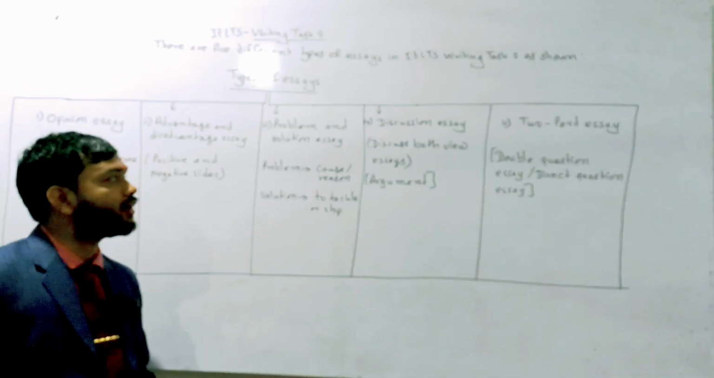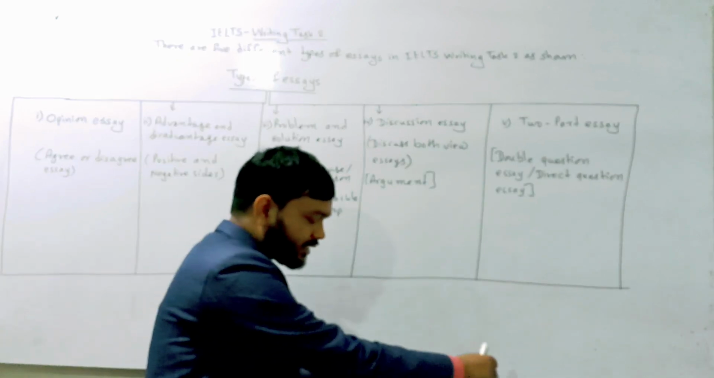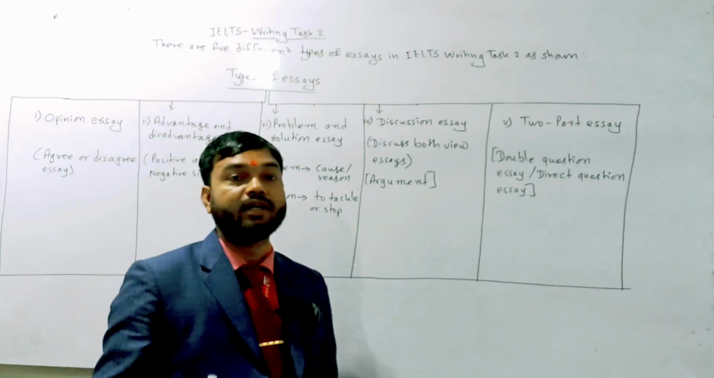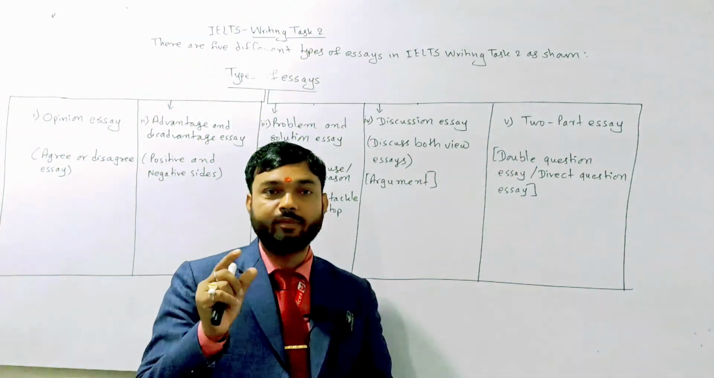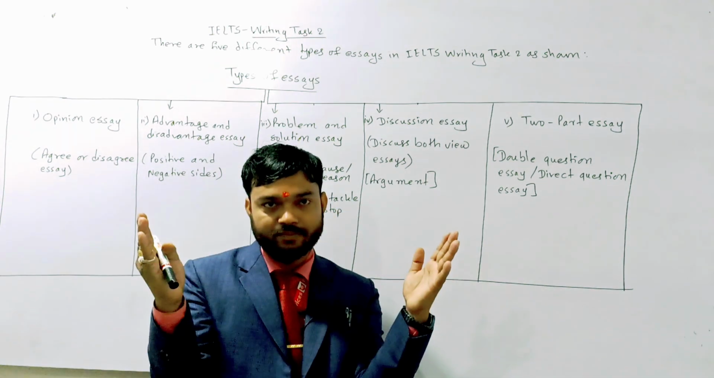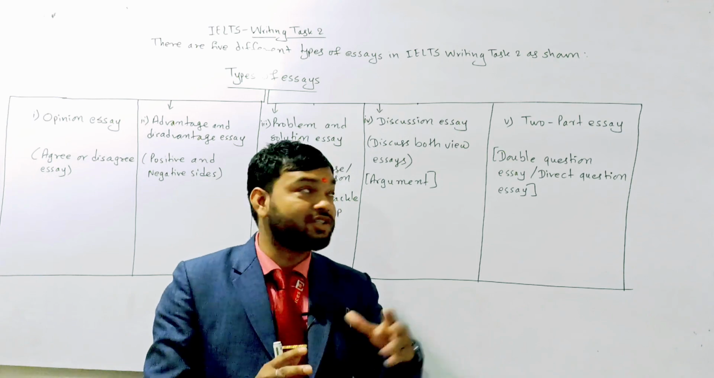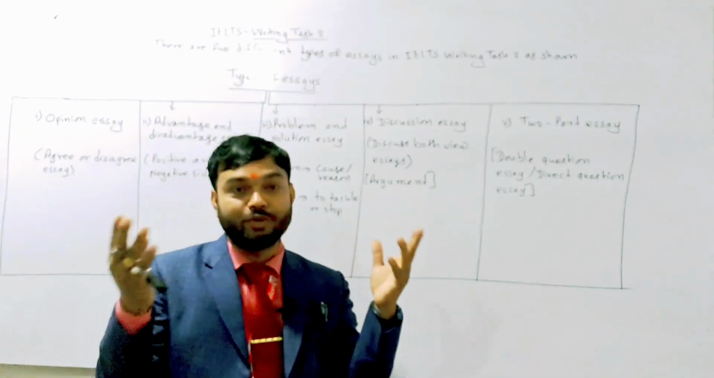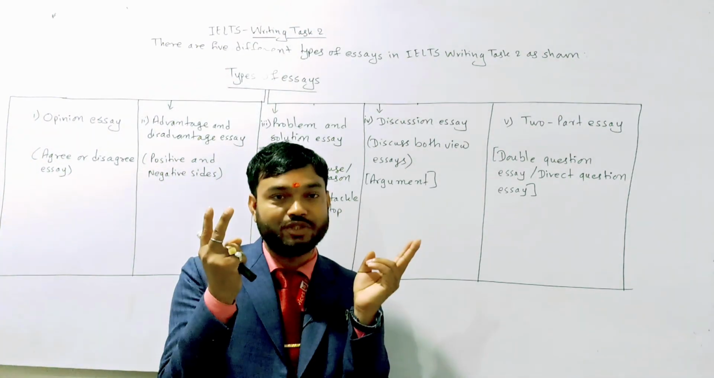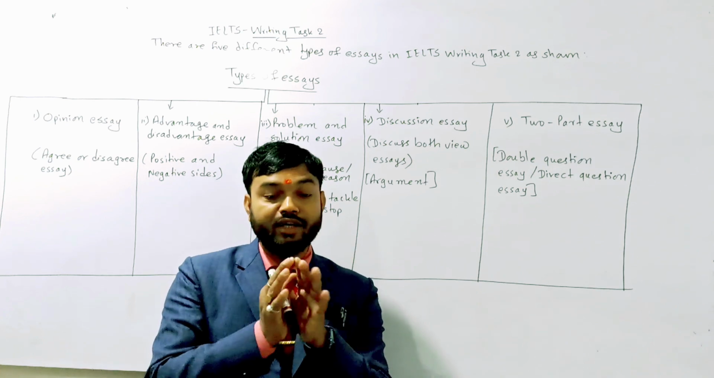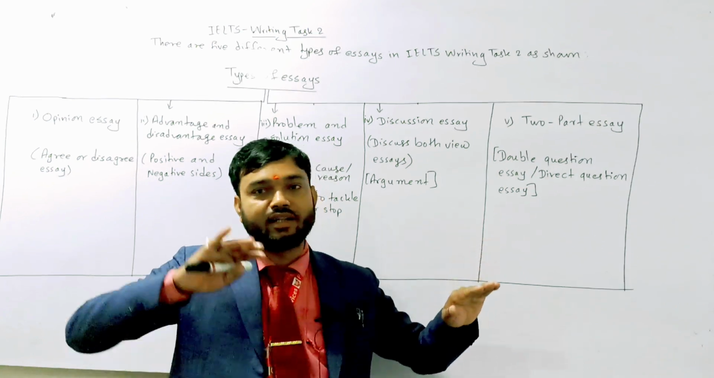Next, we go for the discussion essay. In a discussion essay, we should discuss a particular topic. There can be two different groups, two different sides, right? And that is also called discuss both views. Here two views are given, and you should be neutral, not supporting one.